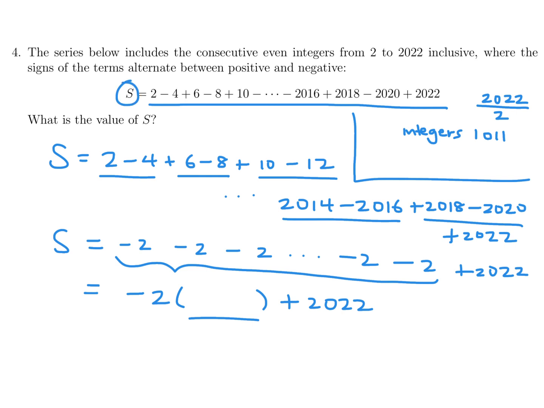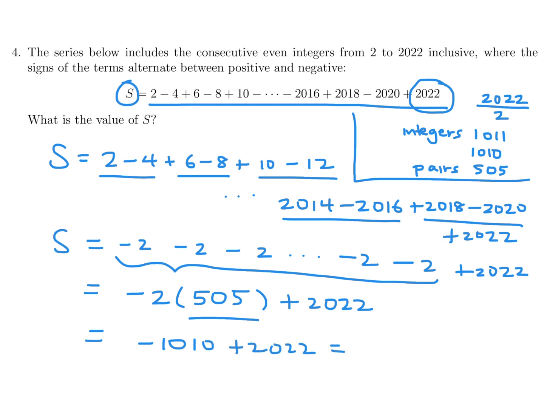Now, I've paired those. I've put them in groups of 2, but I didn't pair the last one. So let me get rid of that last one. So if I get rid of the last one, there's only 1010 integers. And those 1010 integers are put into groups of 2. So that would mean 505 pairs. Right? And each pair has a sum of minus 2. So 505 is what goes there. And therefore this would be minus 1010 plus 2022, and that is 1012.